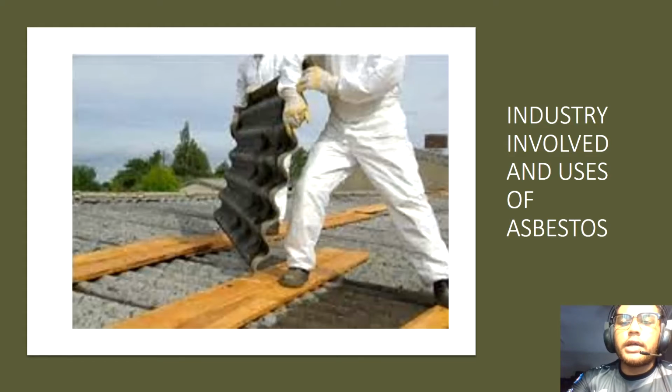And the uses of asbestos, it is widely utilized in the manufacture of a variety of industrial goods, primarily roofing, insulating materials, ceramic floors, asbestos cement products, automotive components, brake and clutch, textiles, gaskets, and also protective clothing.